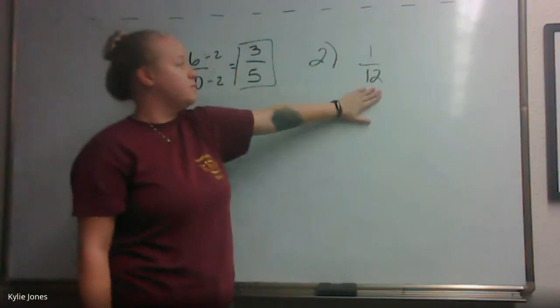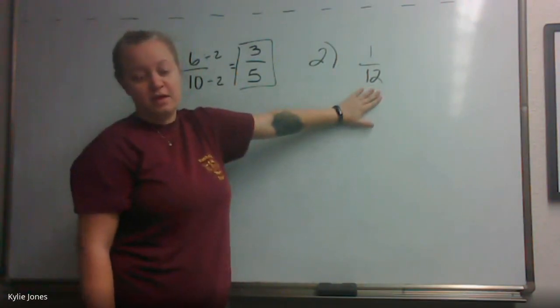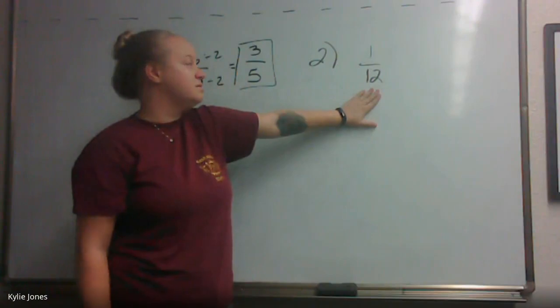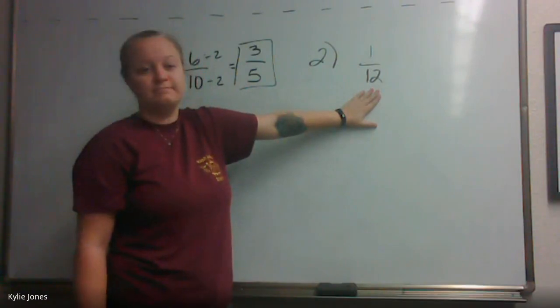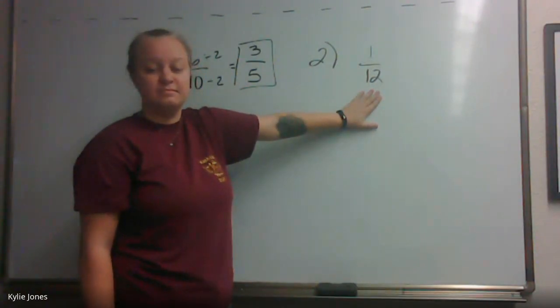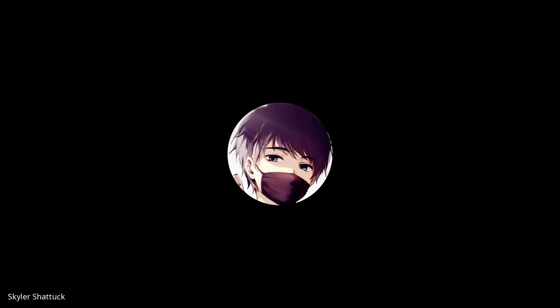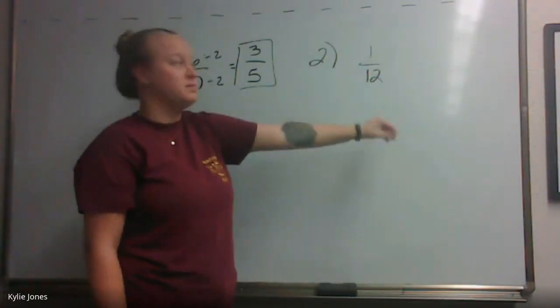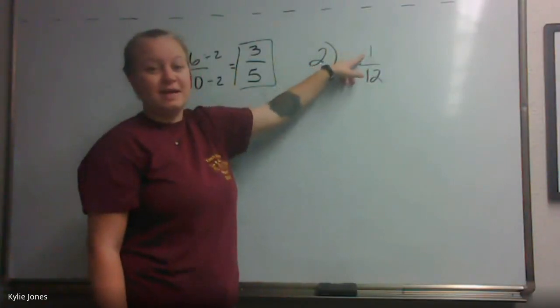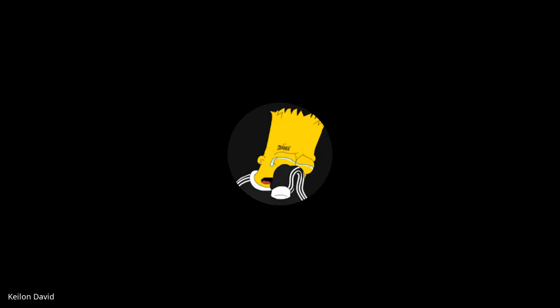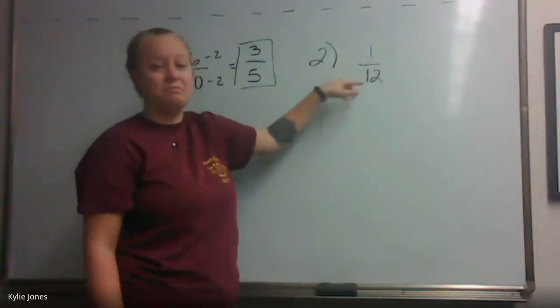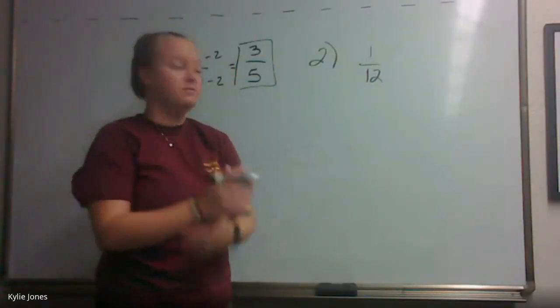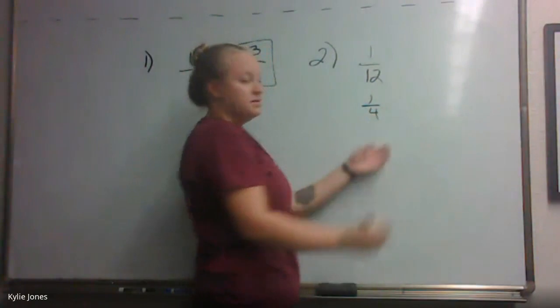Let's talk about 1/12. Is there any number that can go into both 1 and 12? No, because of the 1 at the top, you can't do that. Good. If you have a 1 at the top, it's already in lowest form. You can't divide the 1 by anything that's going to make it smaller than 1. So if you have 1/12, you're done. If you have 1/4, it's in simplest terms.